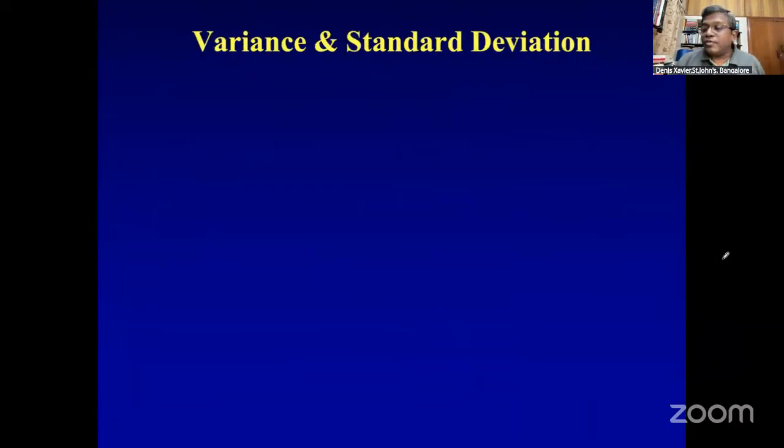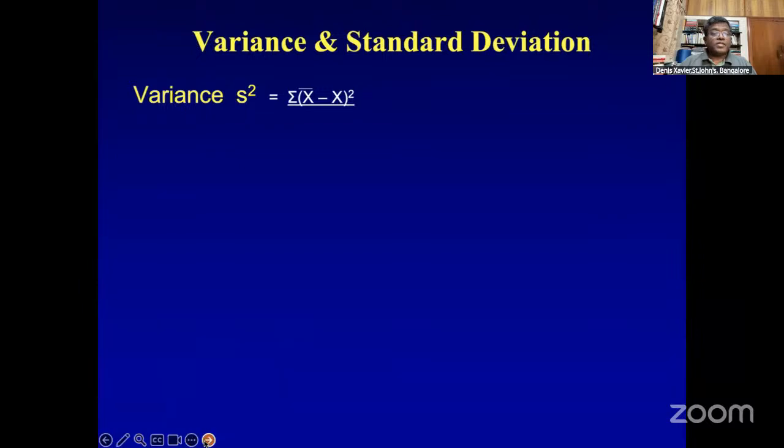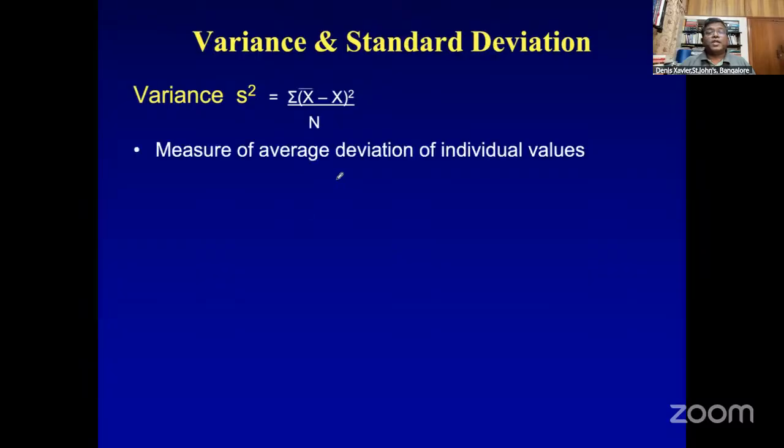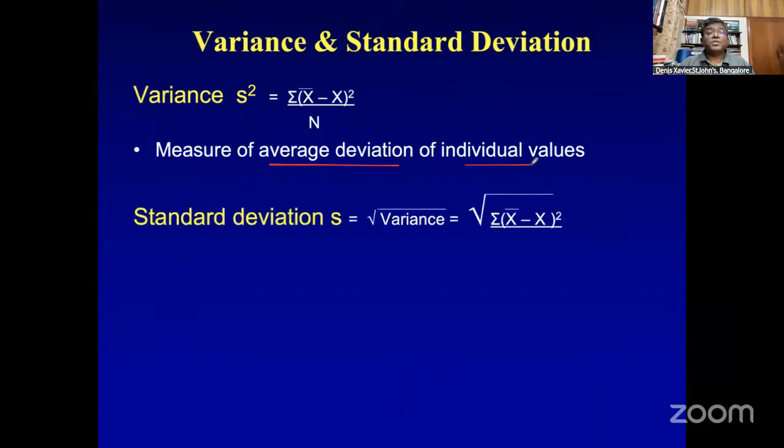Let's go to something that we use very commonly, variance and standard deviation. Variance is a simple formula: S squared is the sum of x bar minus x, and I'll tell you shortly what it is, divided by n. Let's look at the numbers now. Okay, and what does it mean? It's a measure of the average deviation of the individual values.